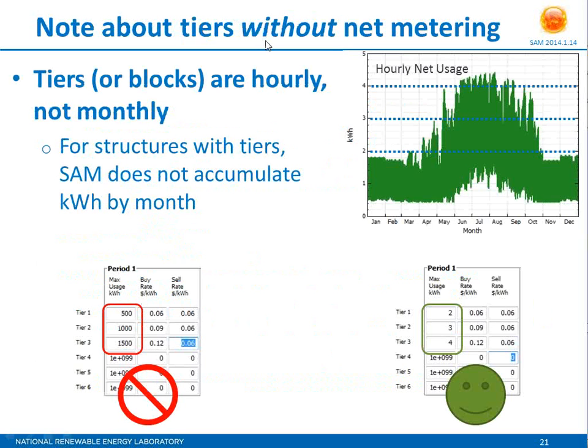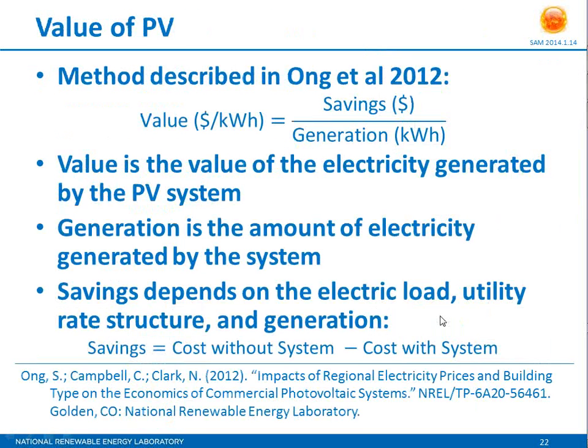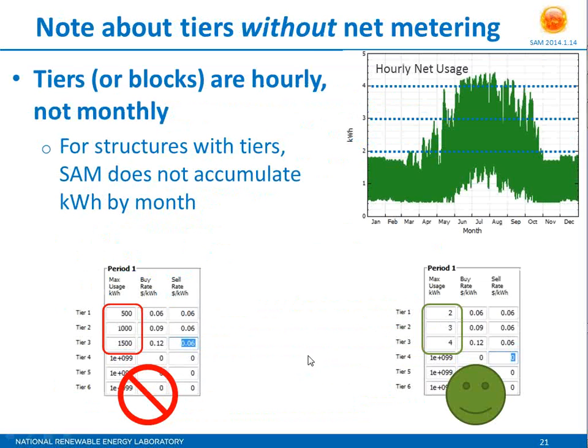Okay, so if you're working without net metering, then these tiers are not cumulative. They're hourly. The maximum kilowatt hours is an hourly peak. Sorry. So if you have no net metering and you modeled a tier structure that looked like this, assuming that it was monthly tiers, you would never exceed the level 1 tier, because in this particular case the usage never goes above 4.5 kilowatt hours per hour. So that's an important little detail.